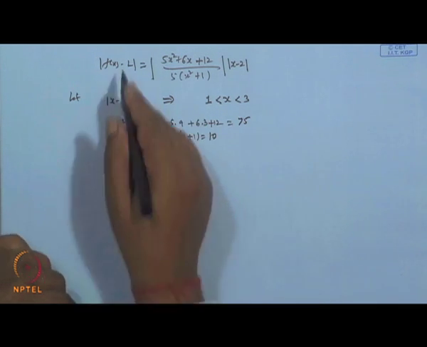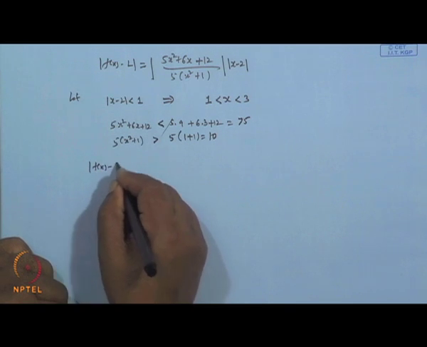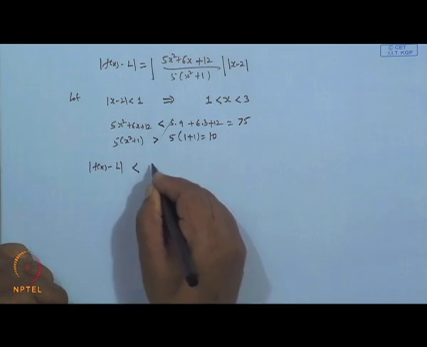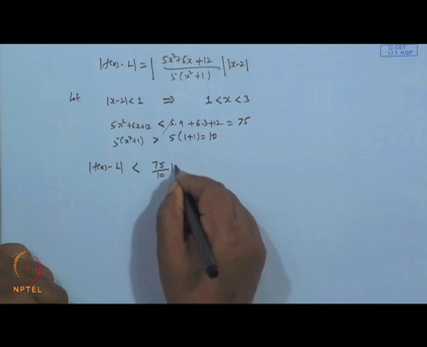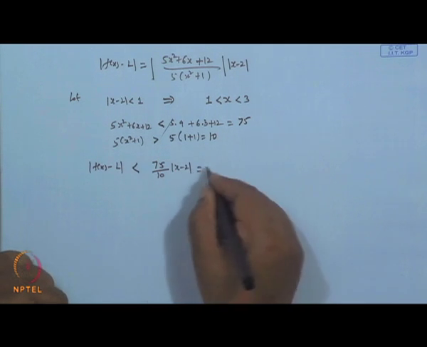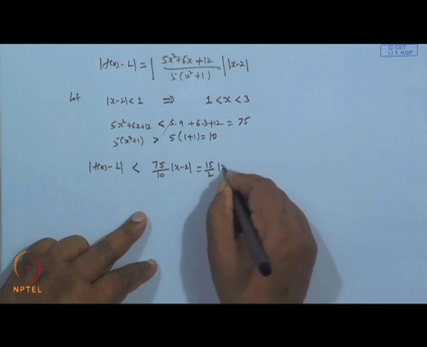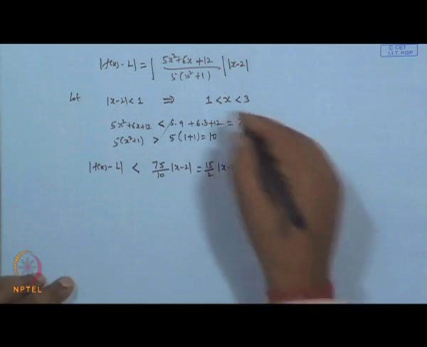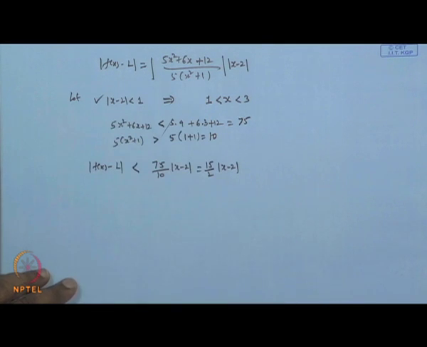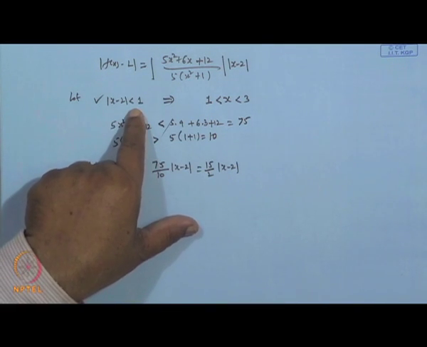It means this mod of f x minus L can be made less than 75 by 10 mod x minus 2. That is equal to what? It is nothing but 15 by 2 mod x minus 2. So, the first bound we have written like this, that is delta 1 you can say.